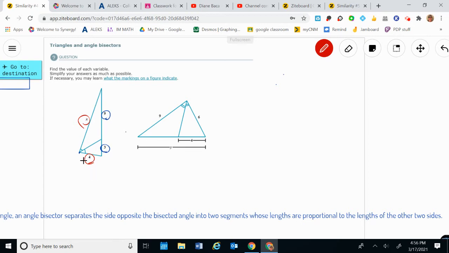So I could set this up for this one, knowing this. I could set it up as 3 over 9 is equal to 4 over x and cross multiply and solve. Or I could go x over 9 is equal to 4 over 3. It's actually really easy to color code these.